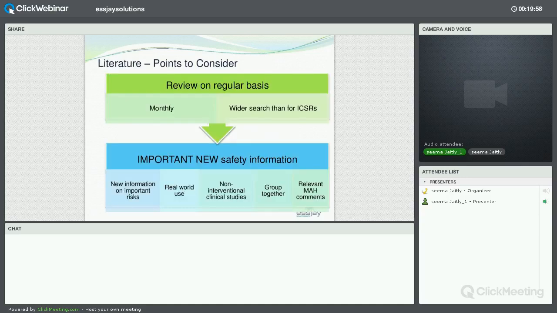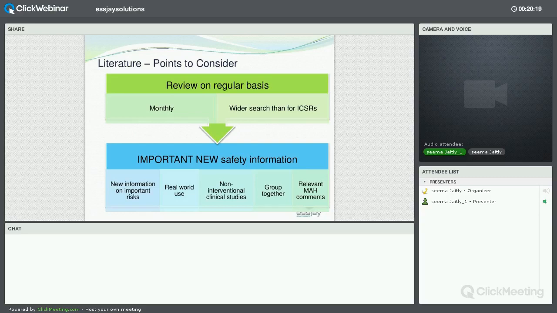Okay, moving on to literature. Now, literature, I think, as we know, is a different search to your ICSRs. Usually, it's worthwhile doing this on a regular basis, but monthly is more usual than your weekly that you have to do for your ICSRs and your cases.